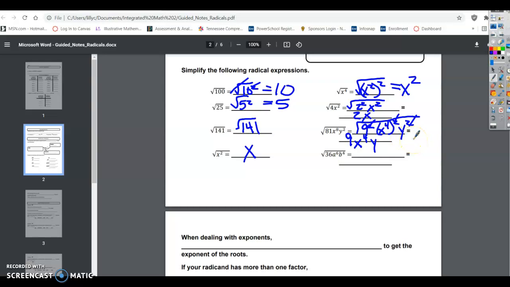And if you put a 1 there, it's fine. If you don't put a 1 there, it means the same thing. It's assumed to be a 1 as an exponent if there's no number there. Now, square root of 36, that is the same thing as 6 squared. And then a to the 6th is a to the 3rd squared. Remember, property of exponents: you have a power to a power, you multiply, so 3 times 2 is 6, so all we did was rewrite that. And then b squared squared. So I'm going to take off all my squared terms. I'm going to be left with 6a cubed b squared.